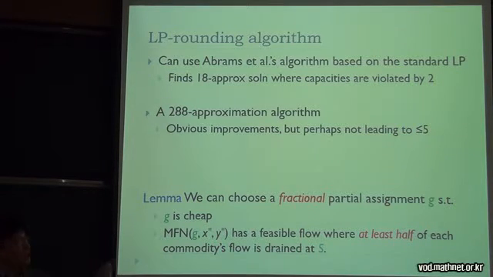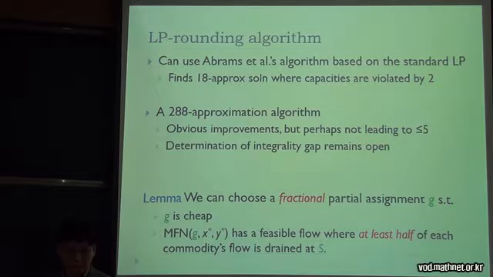And then by using that 18 approximation algorithm, we can show that this gives a 288 approximation algorithm based on a linear program relaxation. And there are some obvious improvements, but probably not leading to 5. And of course, 5 is coming from the local search approximation factor. In fact, determining the exact integrality gap of this LP remains open, and I think is one of the interesting open questions.